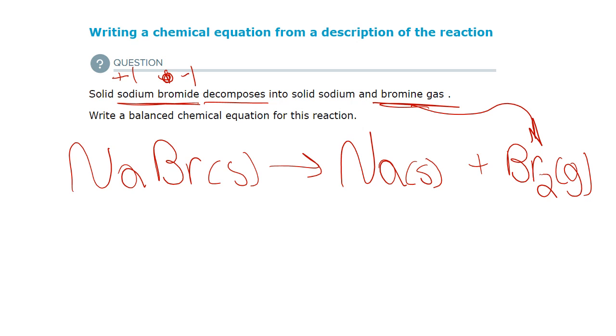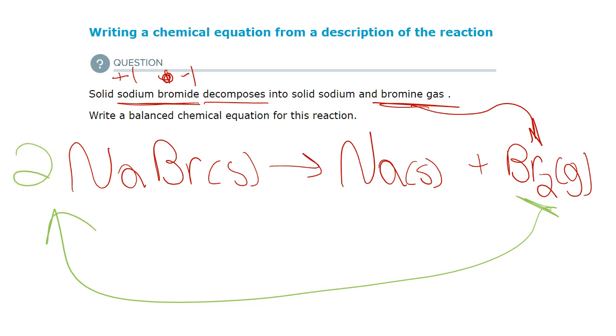So here we have to balance it. These don't seem too tough to balance. It's more a matter of writing them out or knowing what's diatomic and what's not. And I don't see any polyatomics in there either. Anyways, we got a 2 in front of bromine. We're going to go over here. We have a 2 there. We have a 2 there.